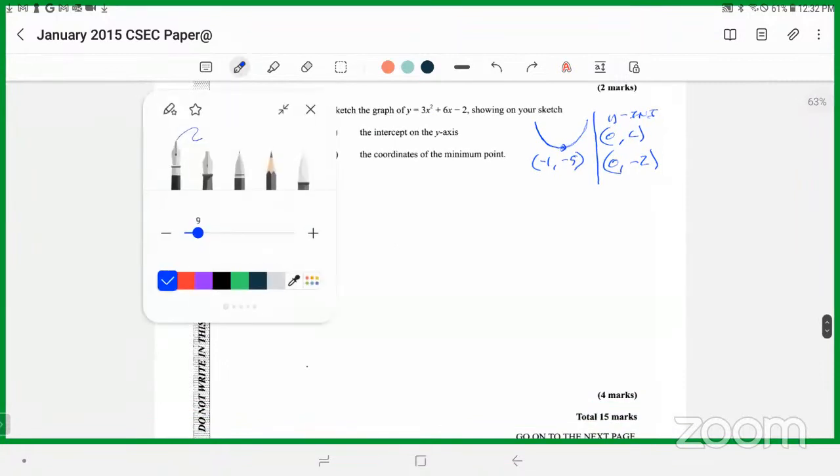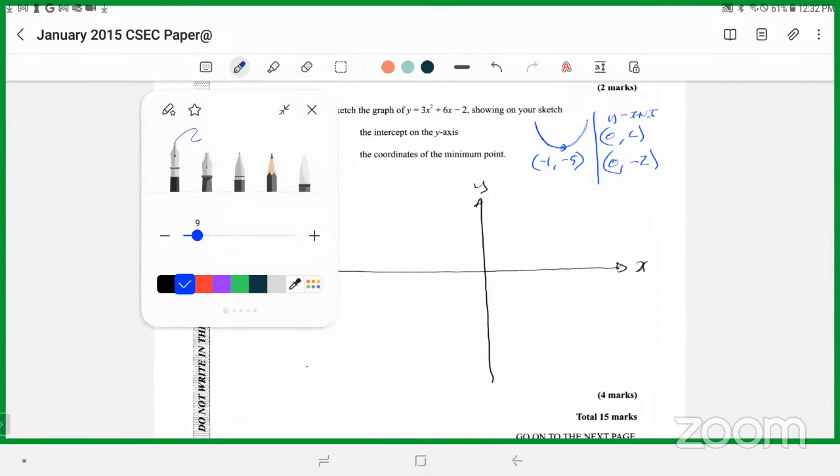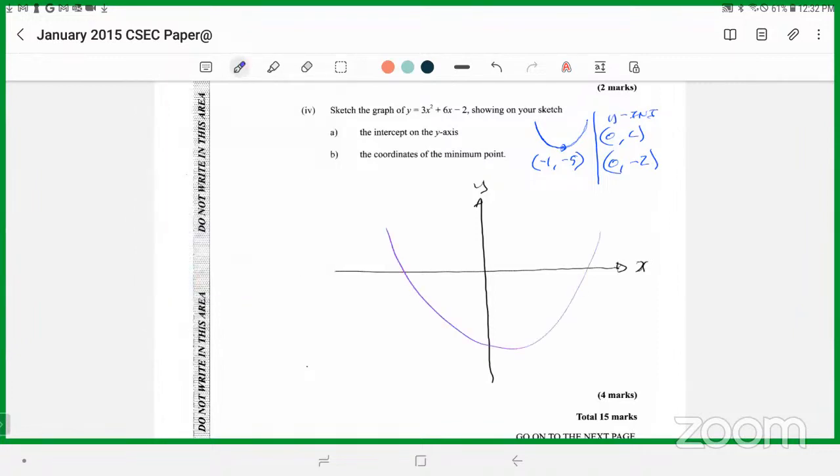Let's go for the black. So put in the y-axis and put in the x-axis. So we need a smile, guys. Let's get it in blue or purple. We need a smile that turns at this point, -1, -5. That's a negative x value and a negative y value. Negative x is this way, negative y is this way. So we must turn somewhere down here.